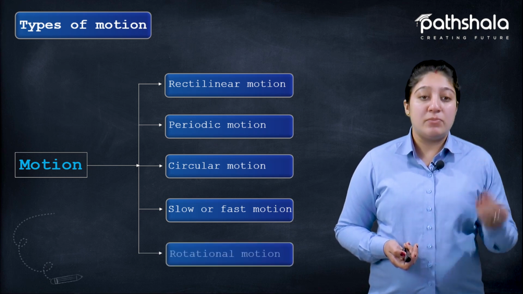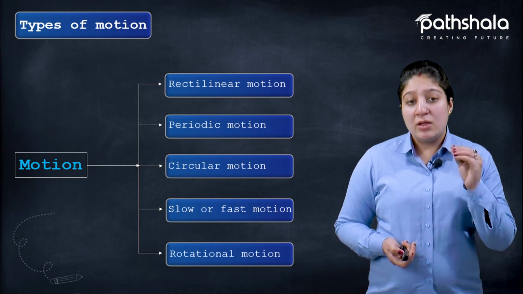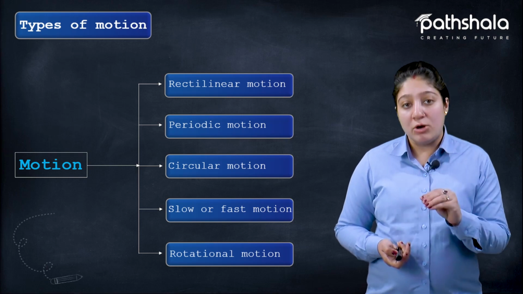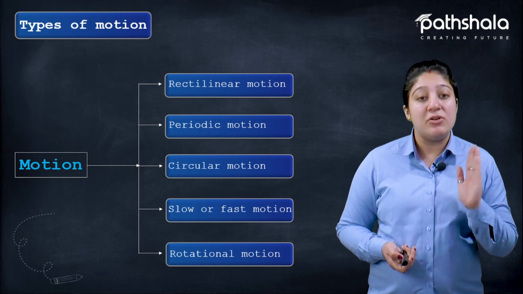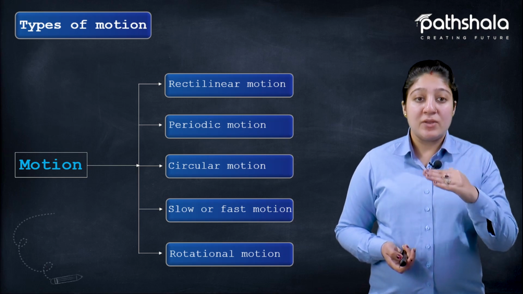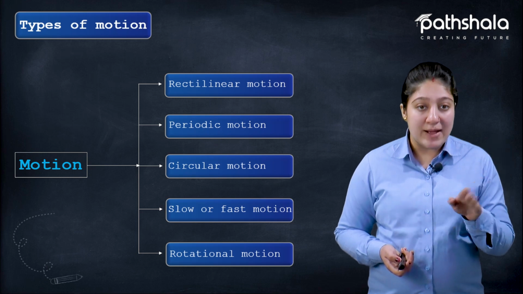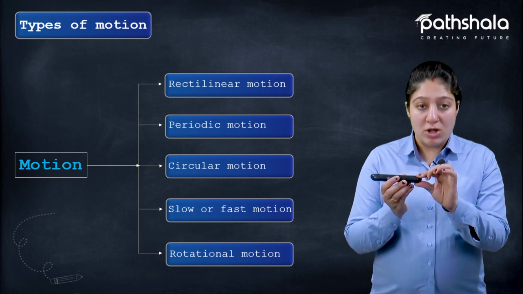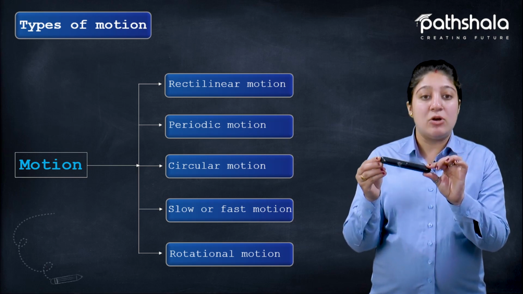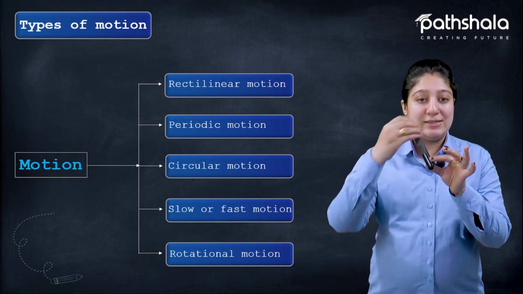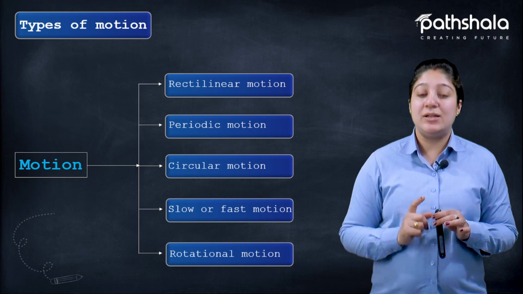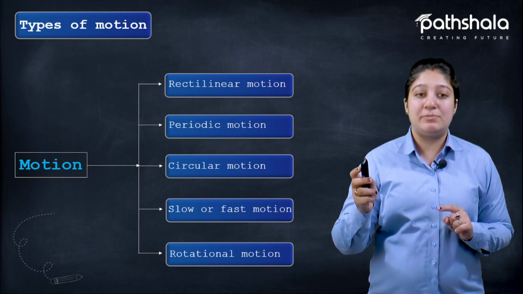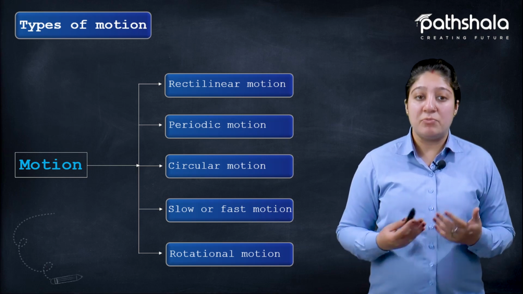And then the most important is rotational motion. The difference between circular and rotational motion is that in circular motion, the object is moving in a circular path, but in rotational motion, the object is again moving in a circular path, but around an axis. One end is constant, not moving, but the other end of the object is moving in a circular path like this. Then we'll say that the object is in rotational motion, and circular motion is when the object is moving in a circular path. So that is how different types of motion can be defined.